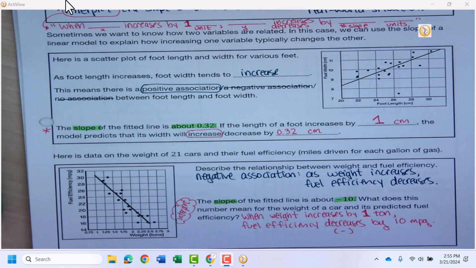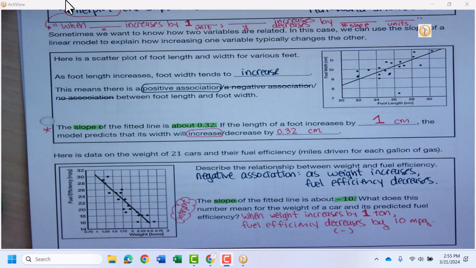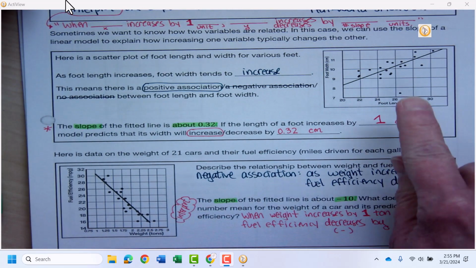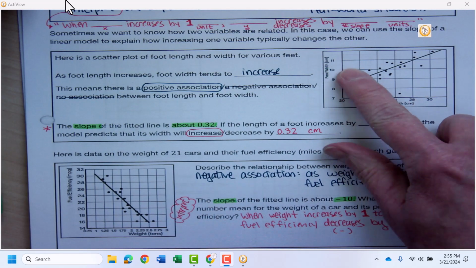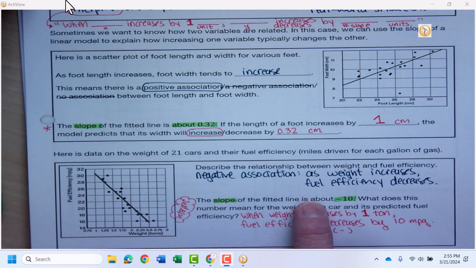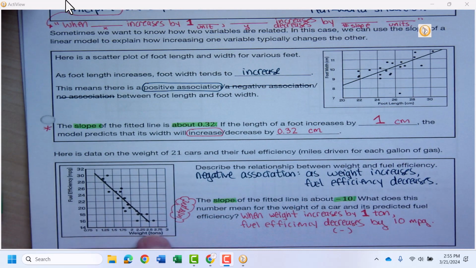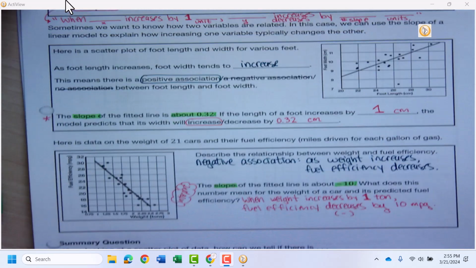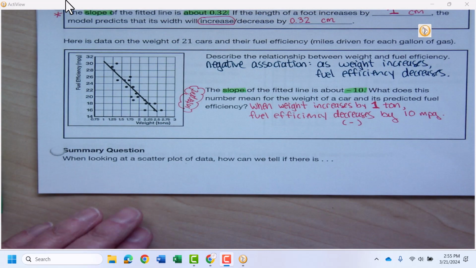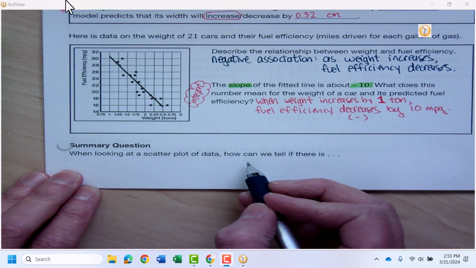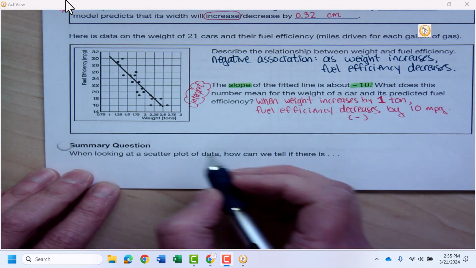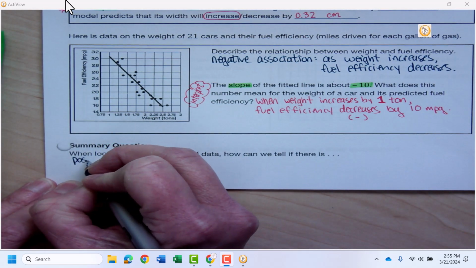All right. So let's finish up with being clear on what positive, negative, and no association mean. We've seen one example of each here. This had a positive association. Foot length increased as foot width increased. And we've seen a negative association: as weight increased, fuel efficiency decreased. Let's just nail this down a little bit better. I think you have the words positive association, negative association, and no association here at the bottom. Mine got cut off.